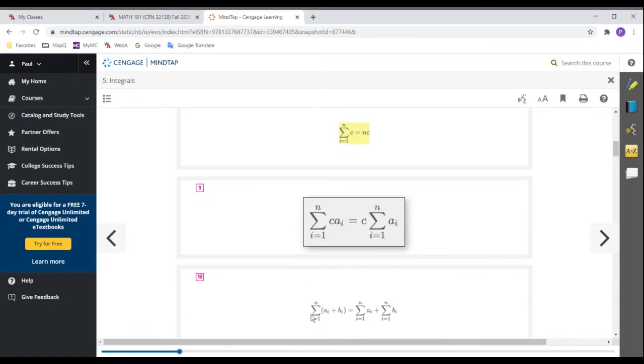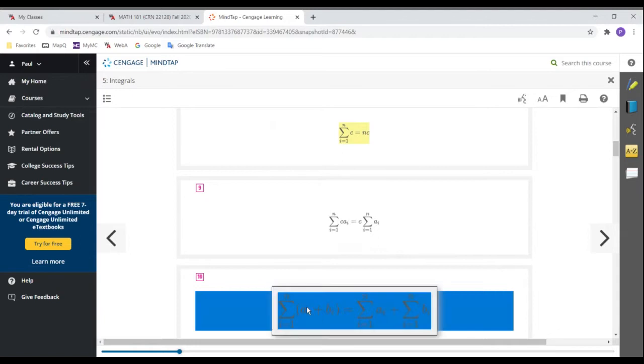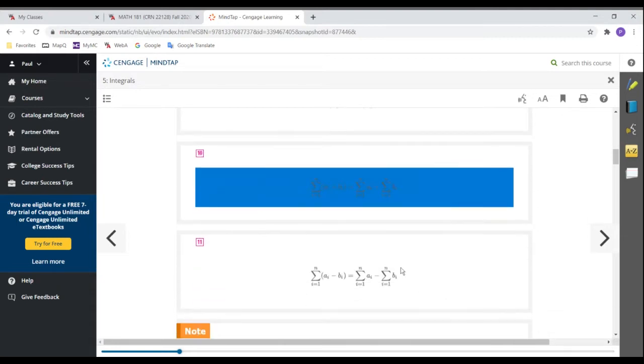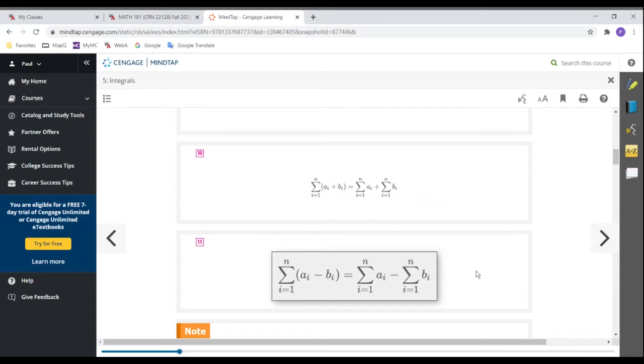Formula 9 says, if you have the sum where i goes from 1 to n of c times a sub i, you can factor the constant out in front of the sum. Formula 10 says if you have the sum of a_i plus b_i, that just equals the sum of those two summations. Formula 11 is similar. If you have the sum of a difference of a_i minus b_i, that just equals the sum of a_i minus the sum of b_i.